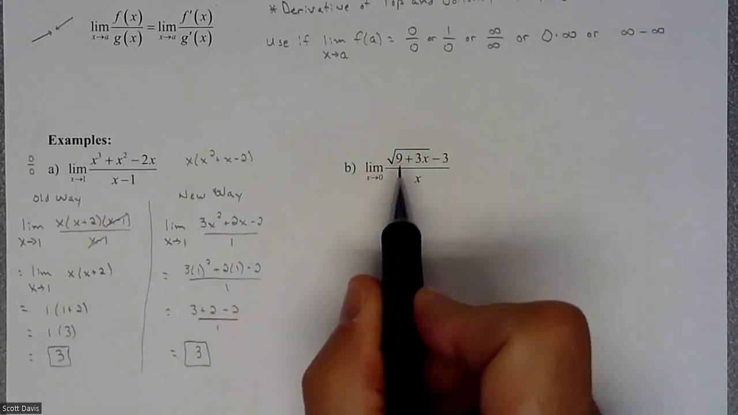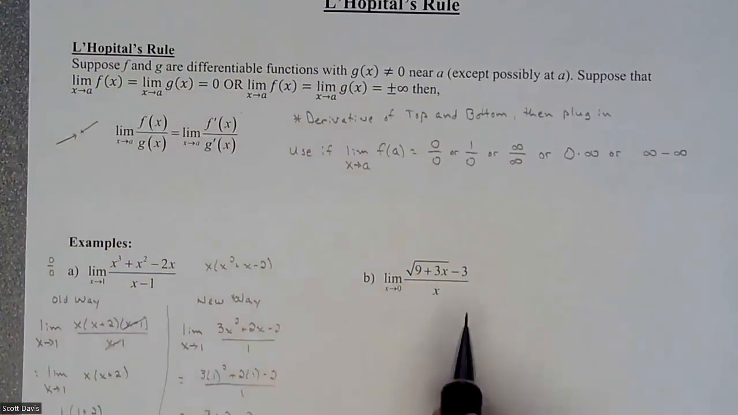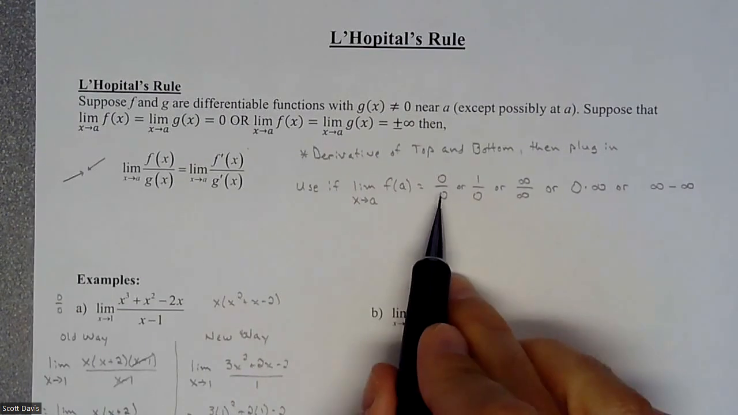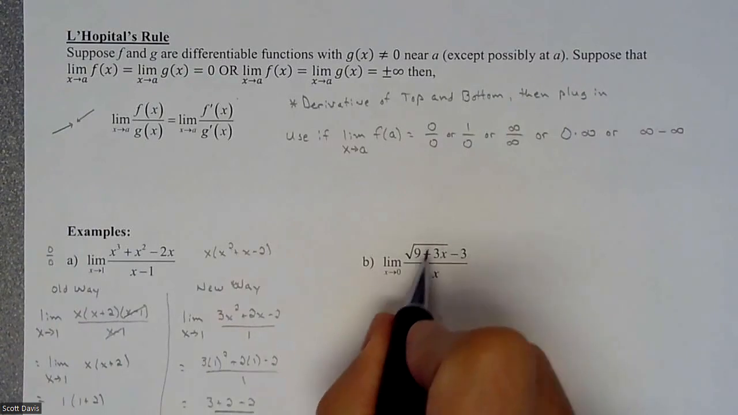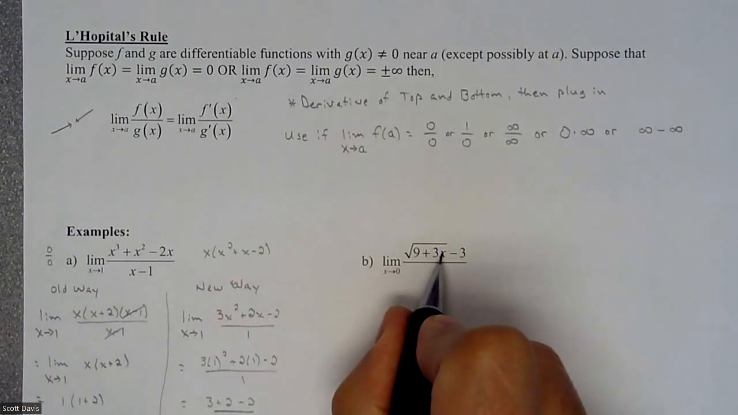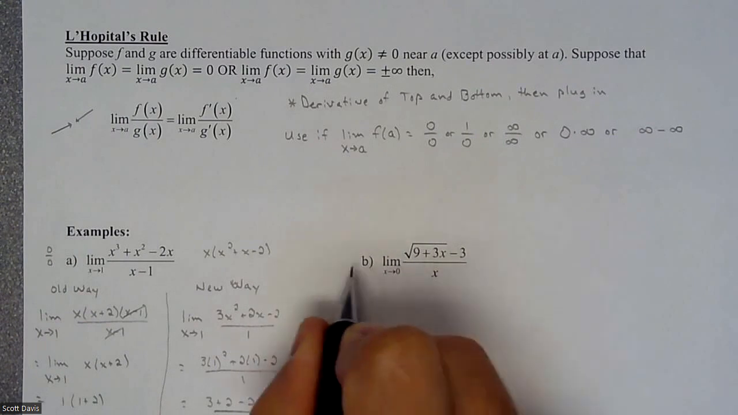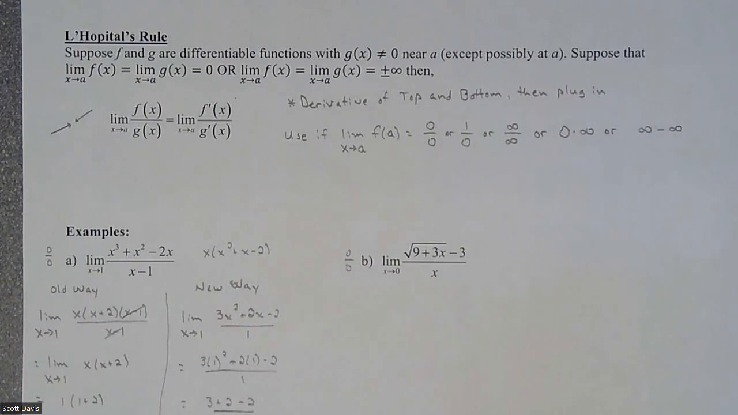In this example, we are going to use a new method for doing our limit, L'Hopital's rule, but I need to make sure that I have the right scenario for this. I need to have a 0 over 0, or infinity over infinity kind of situation. So if I plug in a 0 here, the square root of 9 is 3, minus 3, I'm getting a 0 on the top, and I get a 0 on the bottom.